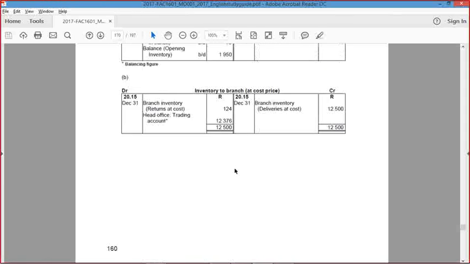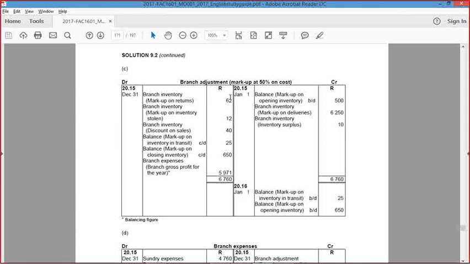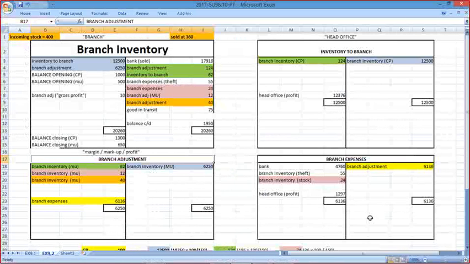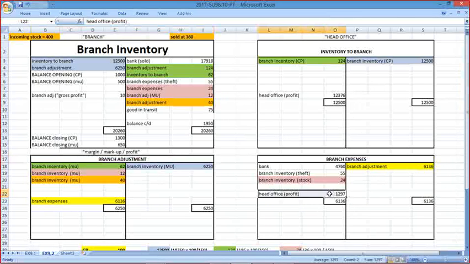So in their solution, if you look at their branch adjustment, you'll see they've got the opening and the closing stock, the branch in transit. This balance here is 5971, which is the branch gross profit. If I go to my working, you'll see I've got that amount there, which is the 1297, because I haven't taken the markup into consideration, and the goods in transit of 75. The goods in transit of 75 is going to have a profit margin there as well.